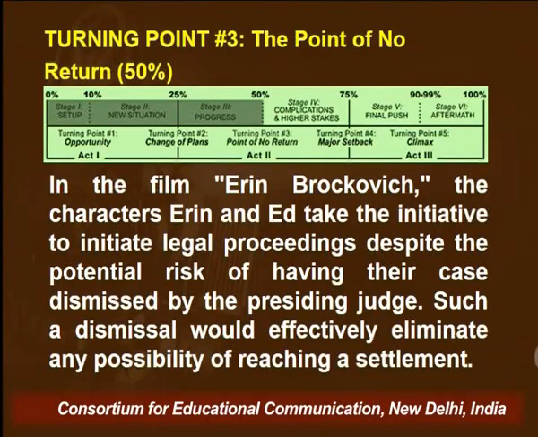Now, what happens in Turning Point 3? This is a recap. In Turning Point 3, the character Erin and Ed Masry take the initiative to initiate a legal proceeding, despite the potential risk of having their case dismissed by the presiding judge. Such a dismissal would effectively eliminate any possibility of reaching a settlement. So in Turning Point 1, she was hired. There must have been some incidents.